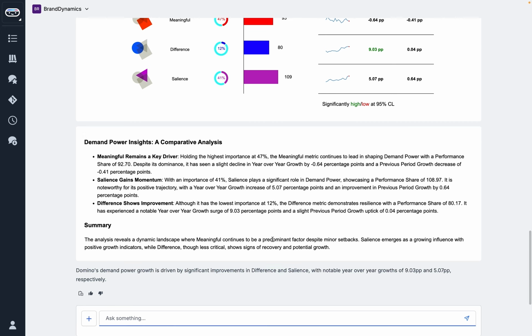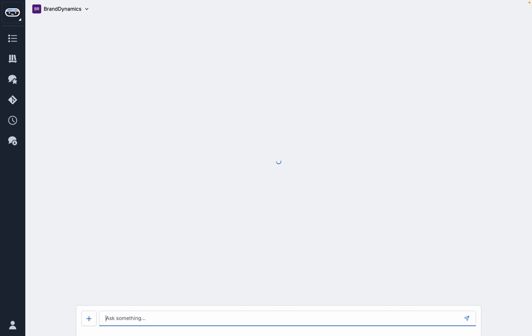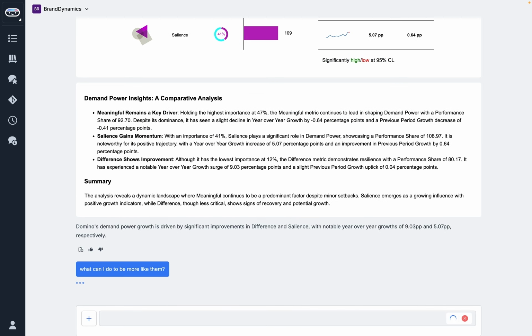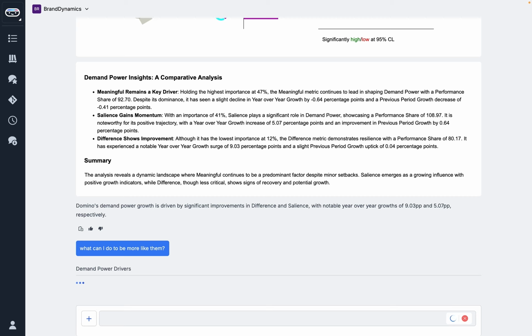So now I might ask a simple question, which is something like, what can I do to be more like them? And so this sort of question is really driving at the heart of the fact that I'm in a conversation with the analyst, the automated analyst, which is Max, using the knowledge of the meaningful, different, and salient framework in combination with survey data that's really allowing me to have a true world heartbeat on my business.